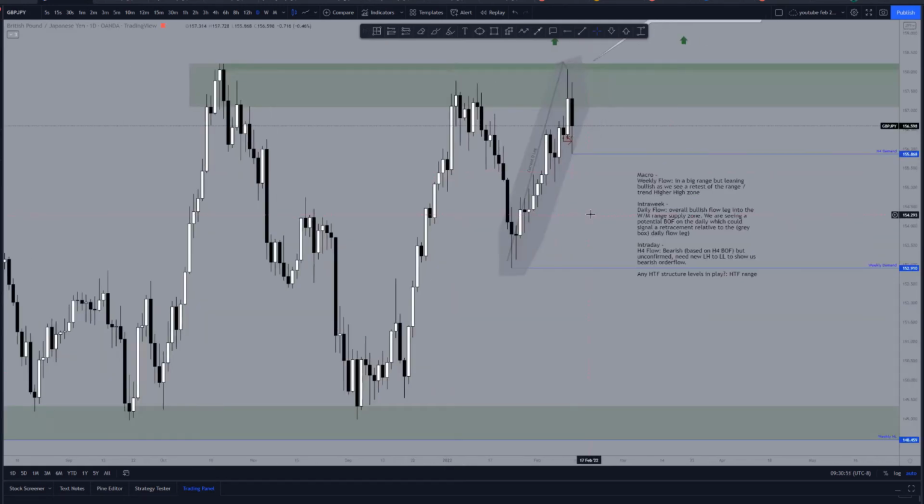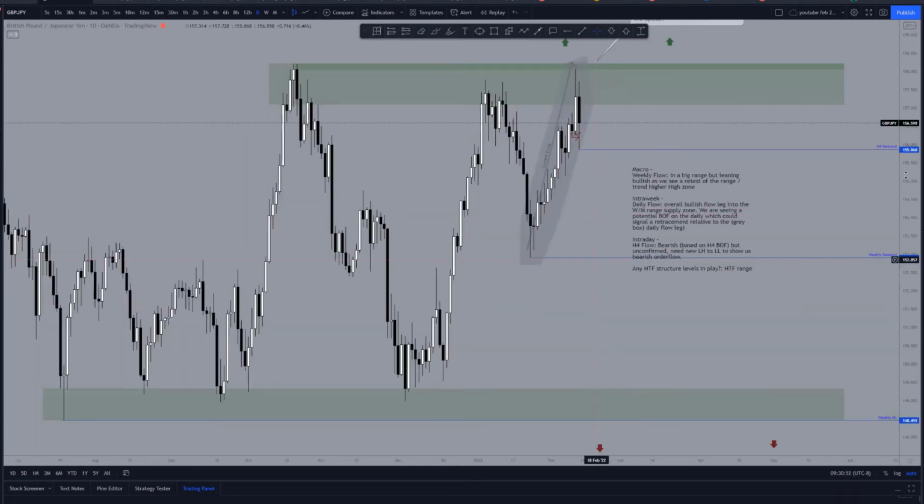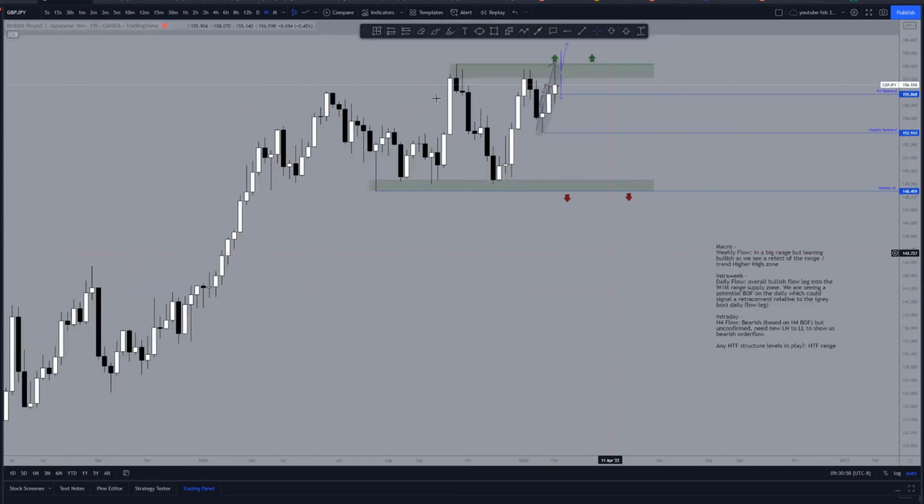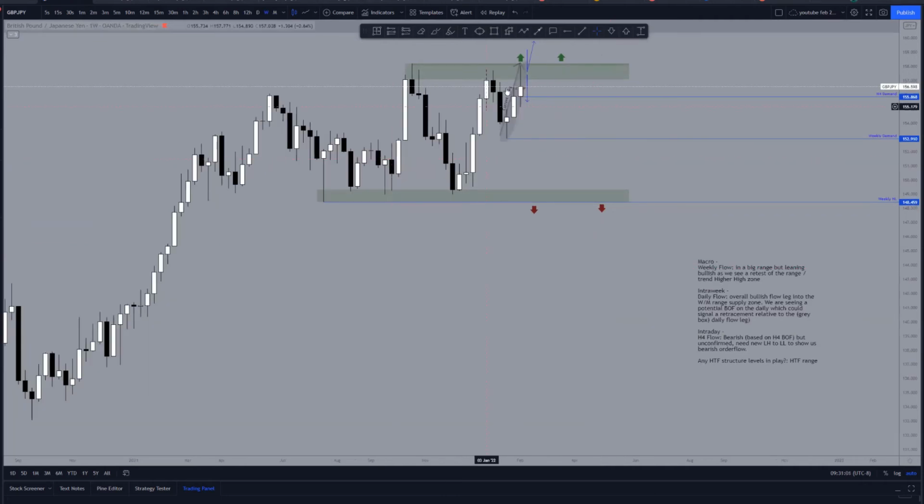GBPJPY, another one that is a little messy. We're in a big high time frame range. And as we can see, let me just move that text. As you can see here, we've just been sitting in this big consolidation phase. We're now seeing sellers step in again. Slightly bullish week, but sellers certainly showed that they were up there.